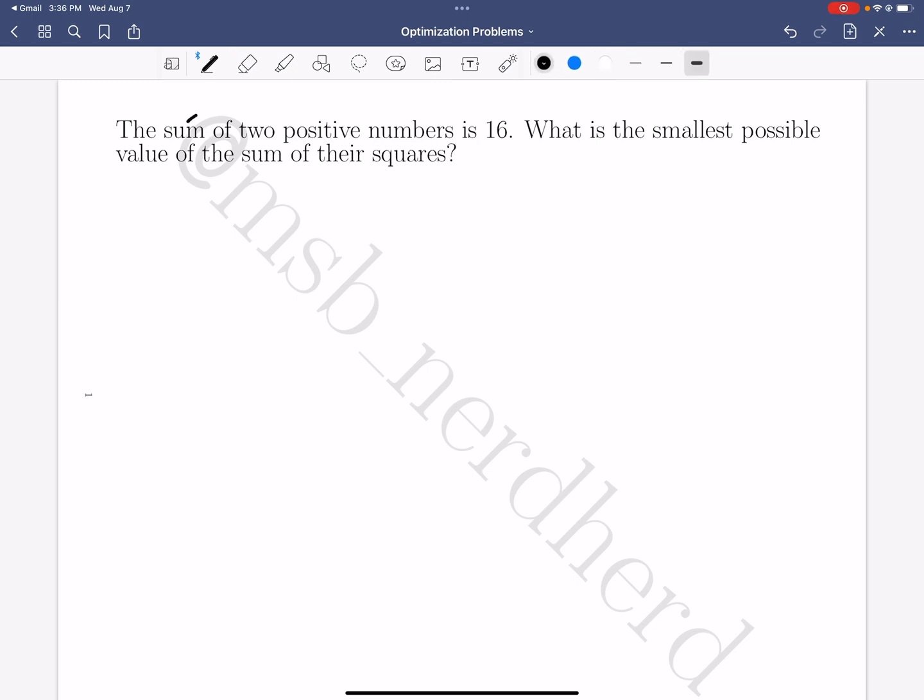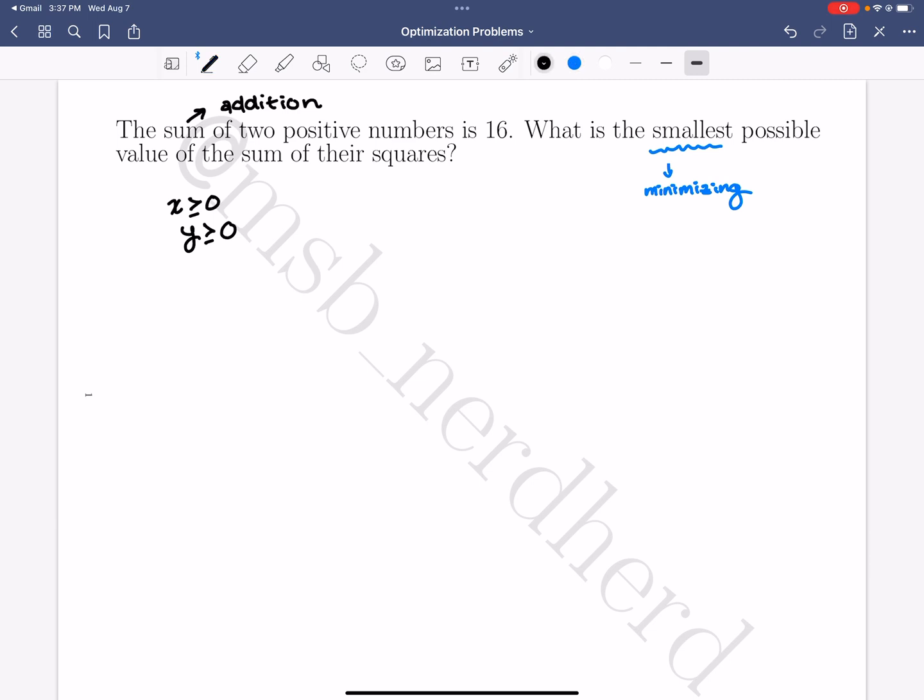So first thing we notice is sum. That's telling us that it's going to require addition. Two positive numbers, let's just say we have x and y greater than or equal to 0. And we're looking for the smallest possible value of the sum of their squares. Smallest is going to give us the biggest clue that we are minimizing. With optimization problems, we are either minimizing or maximizing, and in this case, we're minimizing.